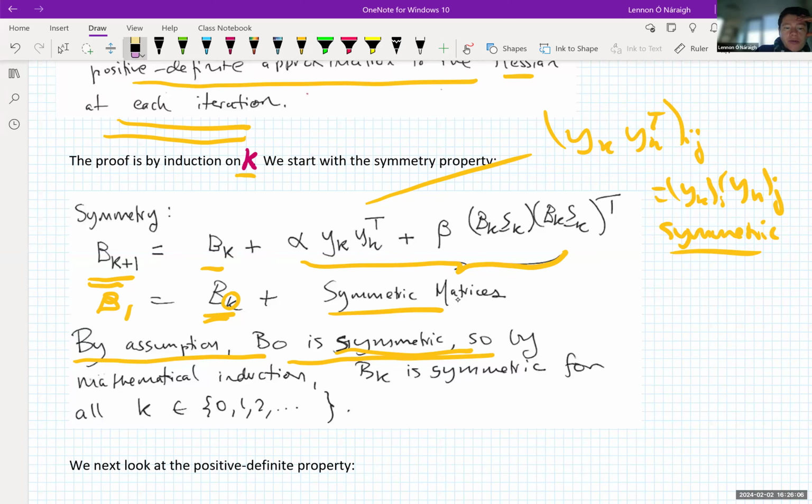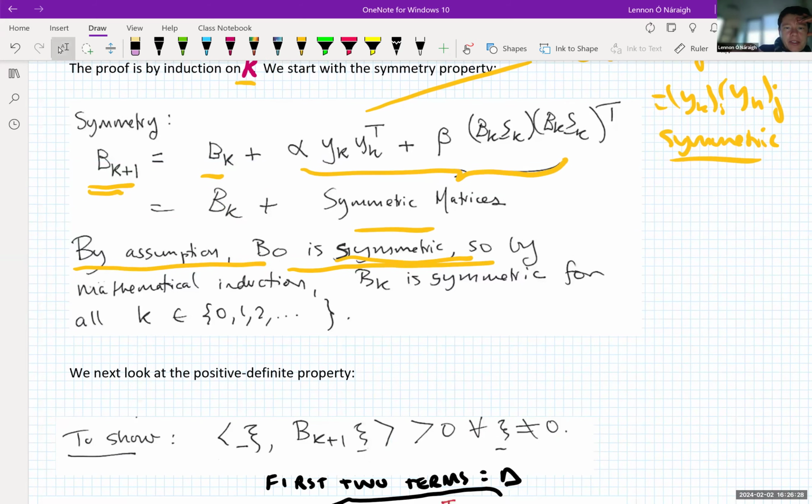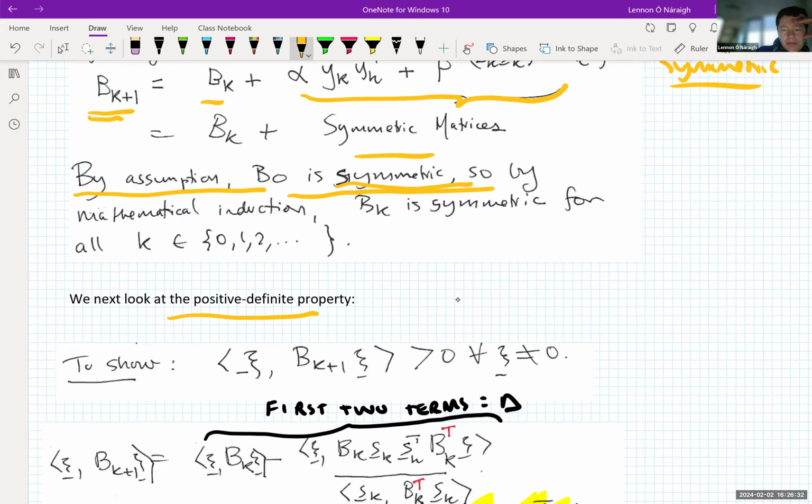And so on and so forth. B2 will be B1 plus a symmetric matrix. So B2 is symmetric. And so by a process of mathematical induction, B_{k+1} is symmetric for all k, provided B0 is symmetric. So we next look at the positive definite property.